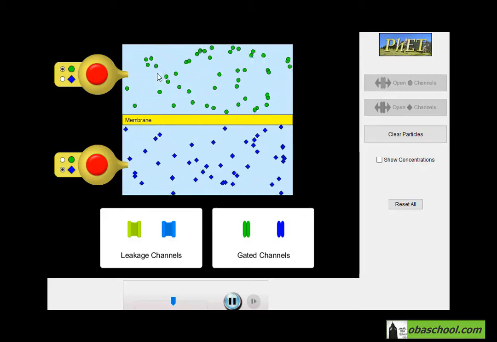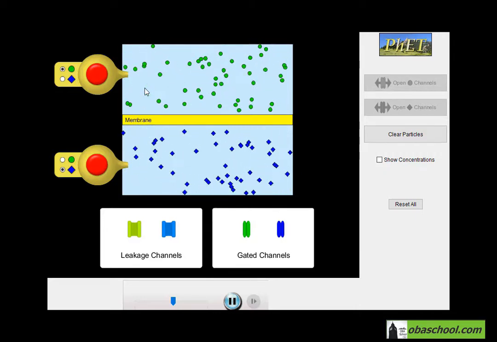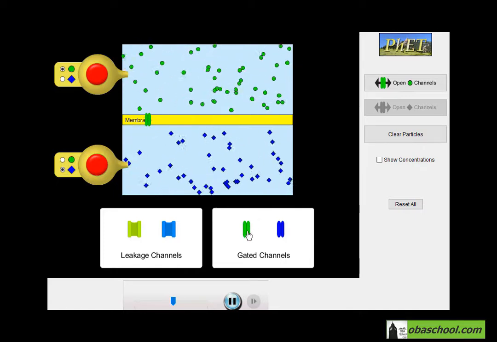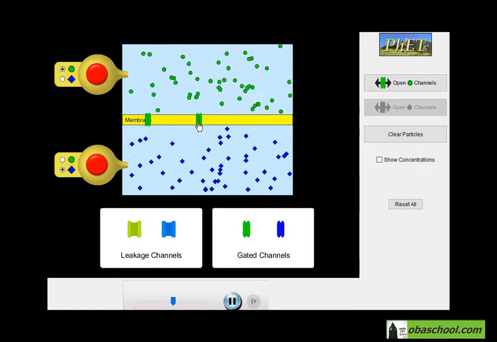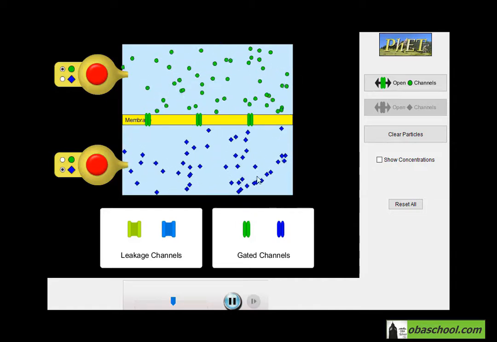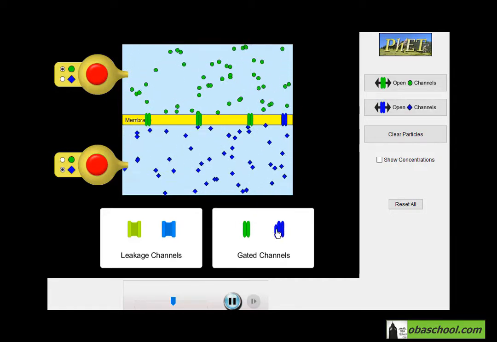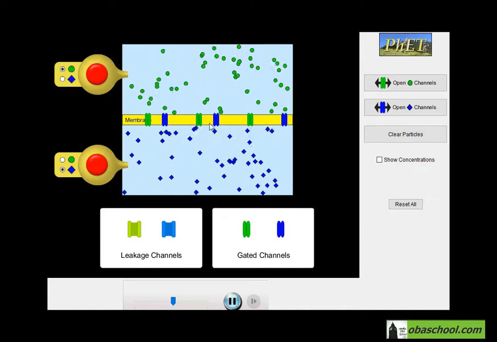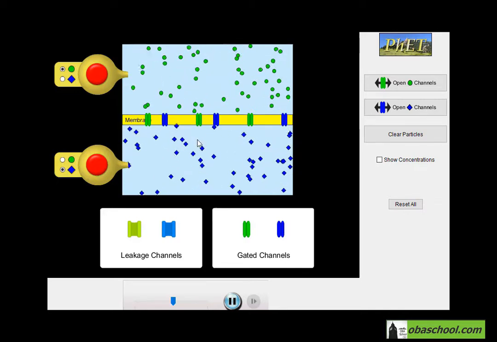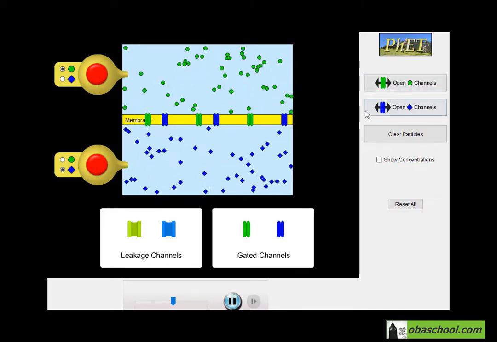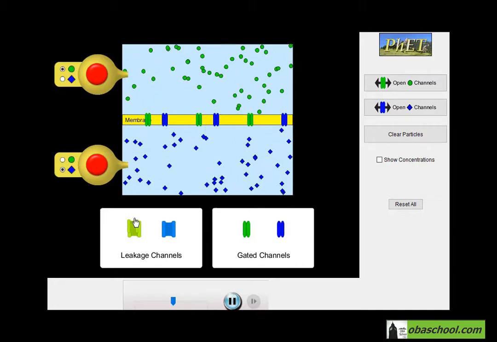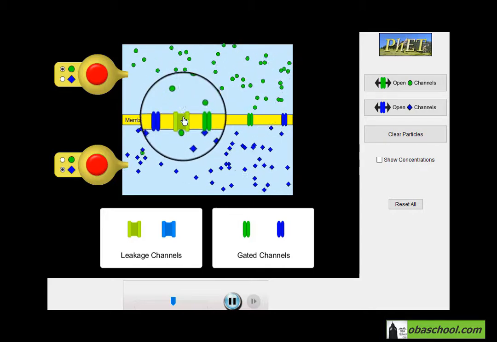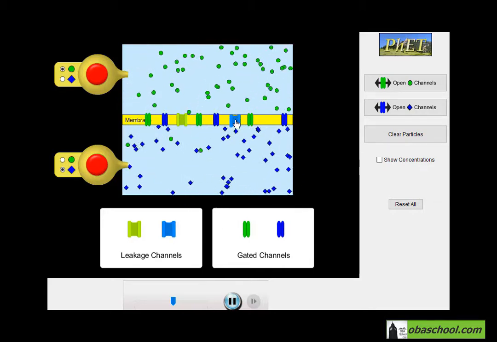We see that these chemicals are clearly separated by the membrane. The membrane is not allowing them to pass. I will add green gated channels specific for the green chemical and now I will add blue gated channels specific to the blue chemical. We notice that the chemicals are still separated and still cannot cross the membrane, and that is because the gated channels are closed.